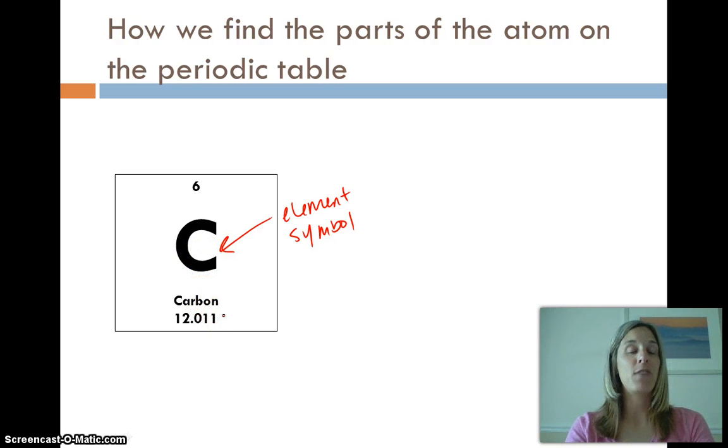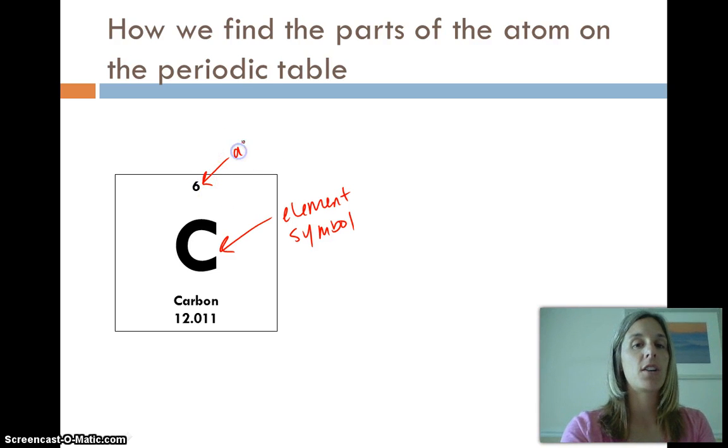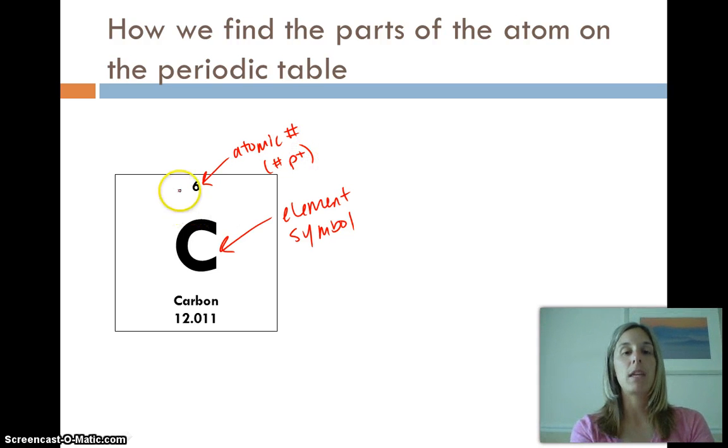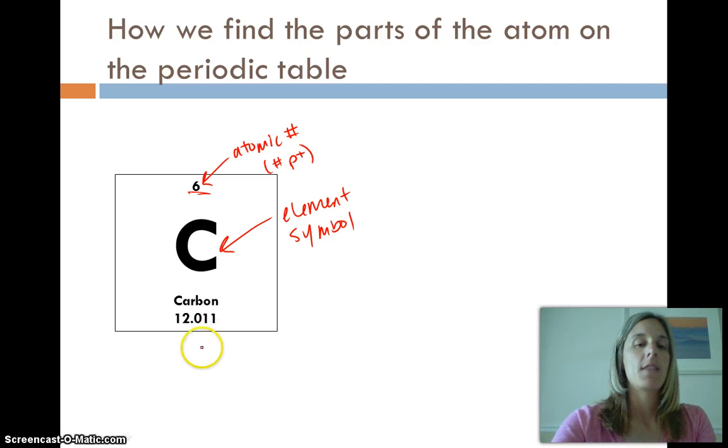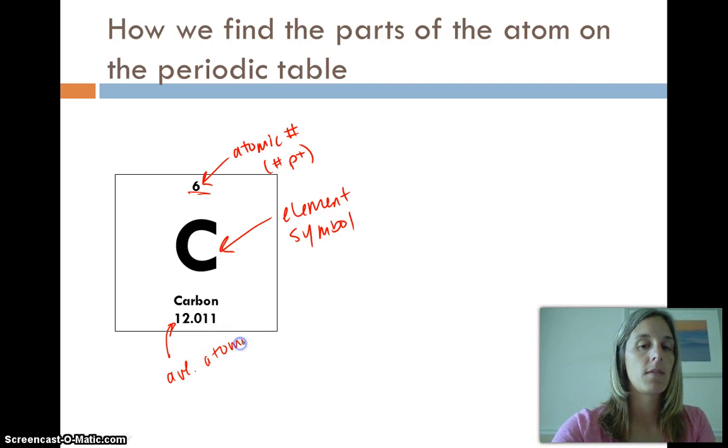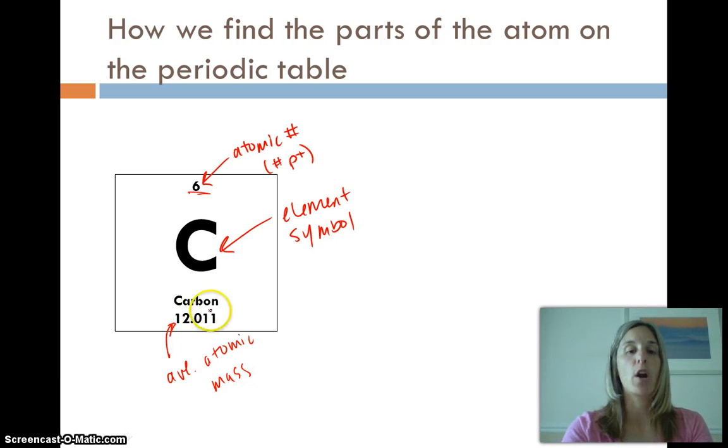How I identify a carbon element is through this number here. This number here is your atomic number, which is going to give you the number of protons. So that's going to be what tells us that we have the element of carbon. This guy down here is the average atomic mass. And we'll talk more about him tomorrow. So for our purposes, we can go ahead and ignore him.